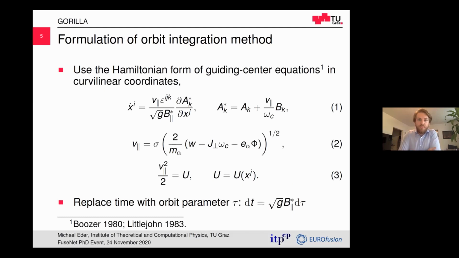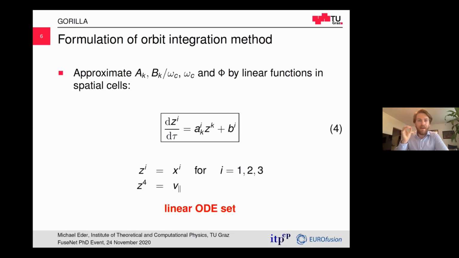So here we have the Hamiltonian formulation of the guiding center equations. And what we do differently, instead of taking the physical time t, we replace it with an orbit parameter tau that you can see here at the bottom. And the key point of our approximation comes now. We take the electromagnetic field quantities that you can see here at the top, and we represent them by piecewise linear functions. And if you do this in a smart way, you will obtain this equation set here, which is a linear ODE set. And this is extremely efficient to solve. And A and B are here constants.